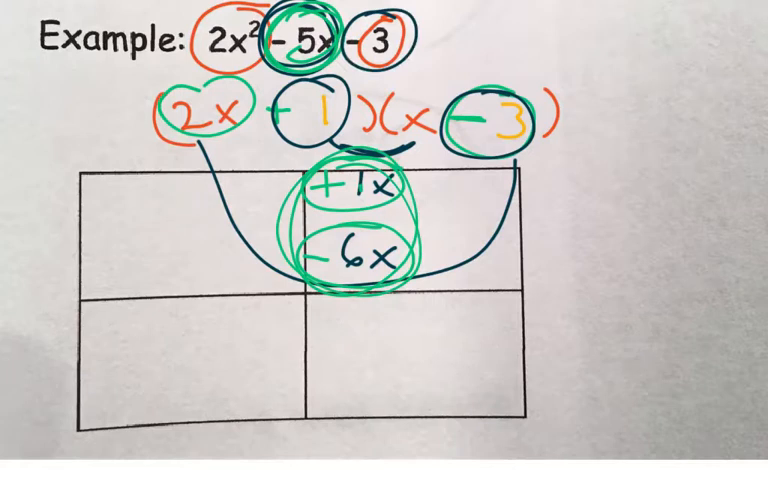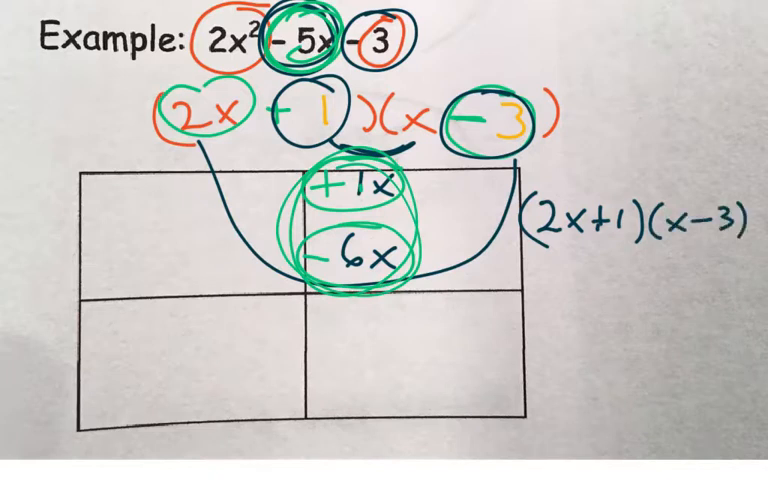So in other words, my final answer is just simply 2x plus 1 times x minus 3. And that's my way. Okay, just factoring with guessing and checking. So pause the video if you need to.